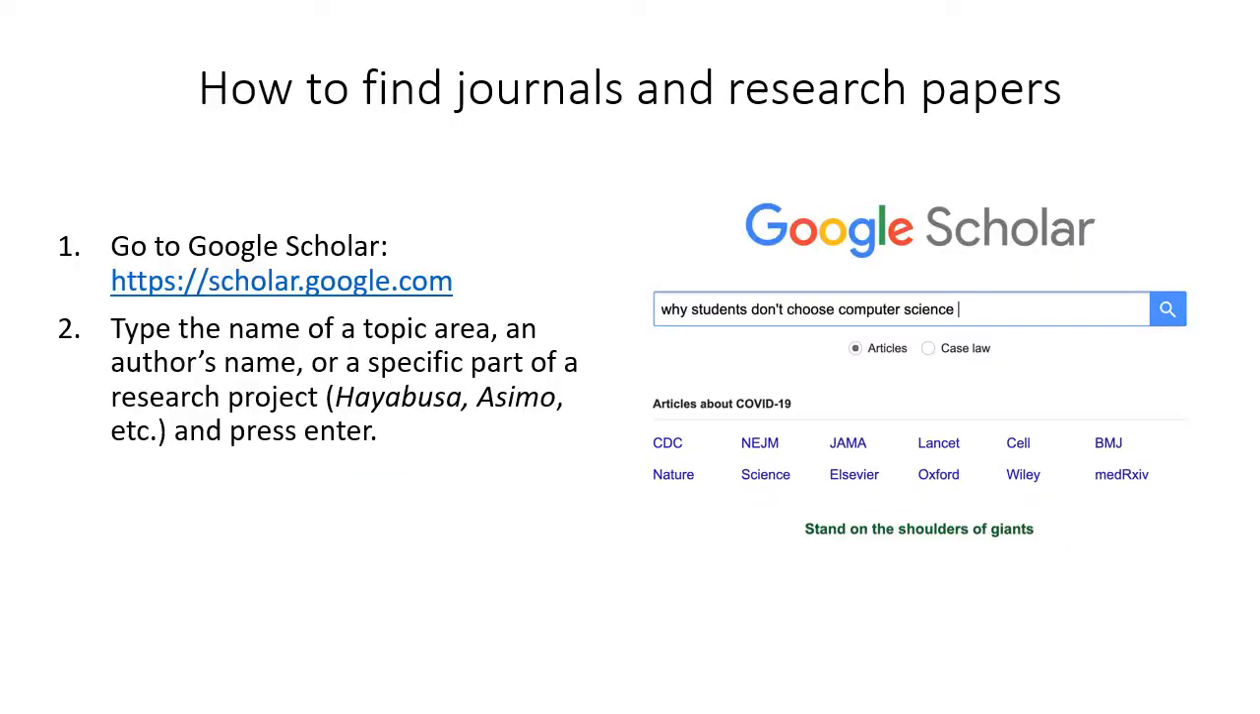Okay, so how do we find these journals? As I mentioned before, Google Scholar. Just type the words Google Scholar in Google and you'll get this page. So from here, you really just want to type what you want to find. It just functions like a typical search engine. However, it doesn't search all the internet. It only searches documents that Google Scholar believes are research articles.